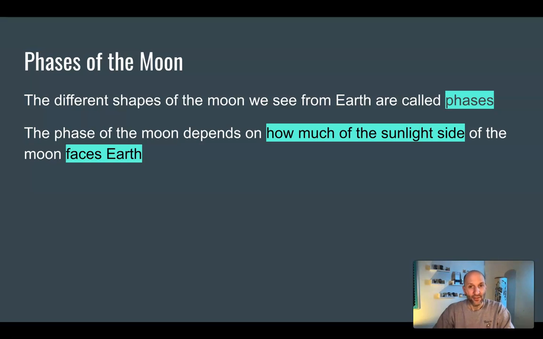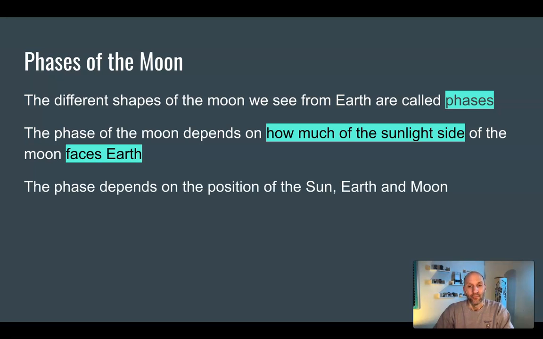And the phase of the moon, so what we can see on Earth, depends on how much of the sunlit side of the moon is facing Earth. Again, half of the moon is always lit up. The phase depends on how much of that lit up side we can see. And this really depends on the position of the sun, the Earth, and the moon.